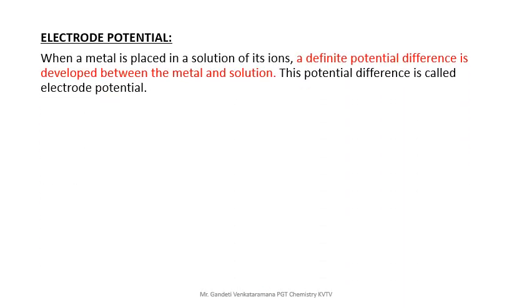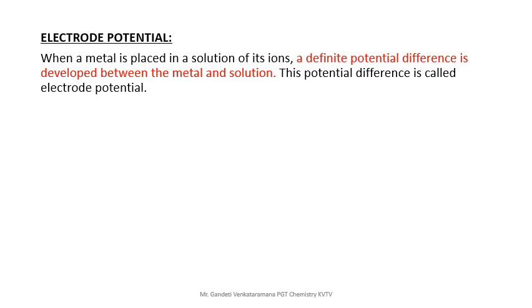When a metal is placed in a solution of its own ions, a definite potential difference is developed between the metal and solution. This potential difference is called electrode potential. Dear students, suppose we take zinc metal and zinc sulfate solution. When we place zinc metal into the zinc sulfate solution, some amount of potential difference is developed at the zinc metal. Clear? So that is called potential difference.